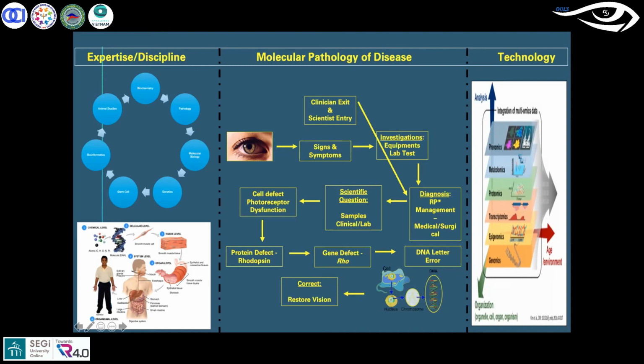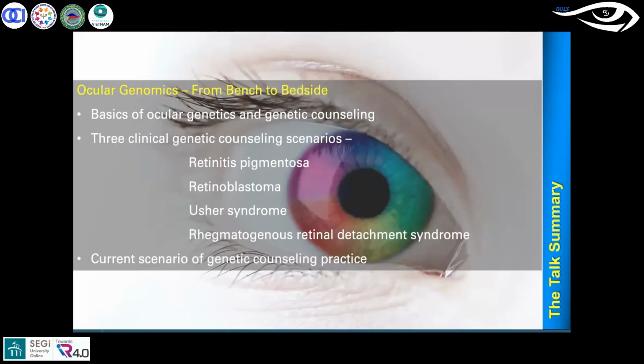You can use this in your genetic counseling practice also. Okay, somebody with a DNA defect of an enzyme, you can look at the protein, you can look at the enzyme, you can look at various other factors, and accordingly help them to get enzyme replacement therapy and so on. Okay. All right. So let me come to the almost last slide, which is the summary of my talk. So we went into the basics in understanding ocular genetics and genetic counseling.